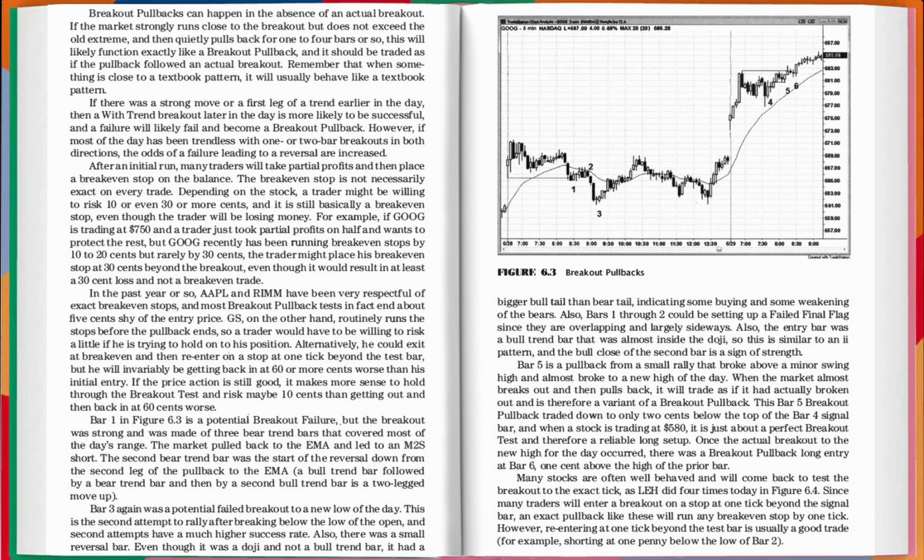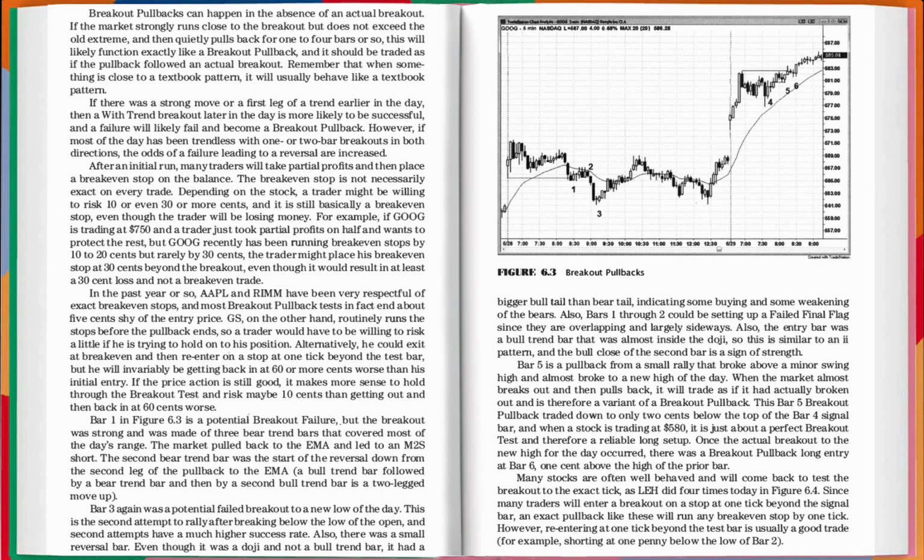Bar 5 is a pullback from a small rally that broke above a minor swing high and almost broke to a new high of the day. When the market almost breaks out and then pulls back, it will trade as if it had actually broken out and is therefore a variant of a breakout pullback.